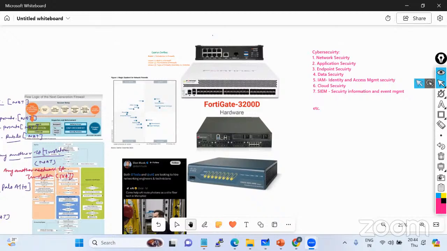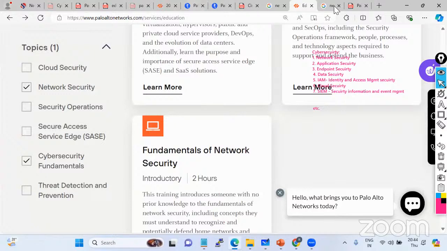Moving back to this particular section, there is cloud security. So network security, cyber security, cloud is always going to be there. If you want to become a cyber security professional, you also have to know about cloud security and network security. Network security is just limited to networking, but cyber security is more than networking.